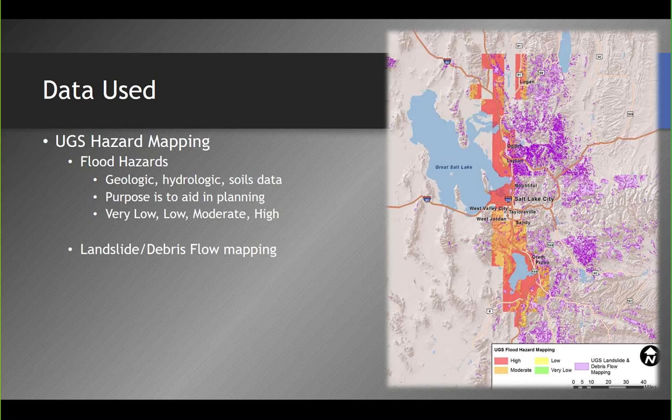And then the other data set that we used from them was landslide and debris flow mapping. They've been actively mapping areas where they can identify recent or geologically recent debris flows and landslides. So we wanted to know, are there any areas that the UGS has mapped landslide or debris flows that are coincident with the alluvial fan landforms that we identified for this study?